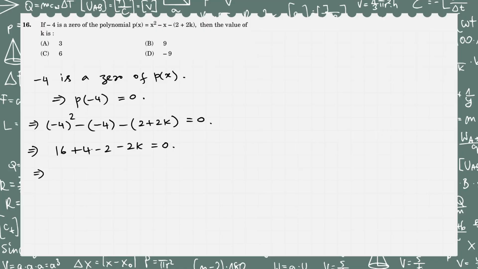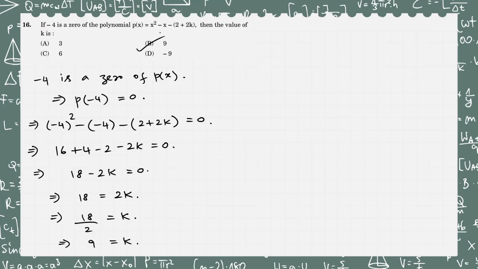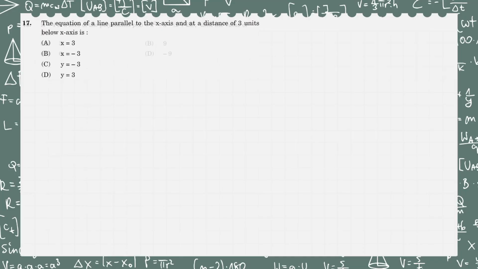That implies 20 minus 2 is 18. 18 minus 2k equal to 0. That implies 18 equals 2k. That implies 18 divided by 2 will be the value for k. That implies 9 will be the value of k, and that is given in option B. That's the correct answer. Let us move on to the next sum.